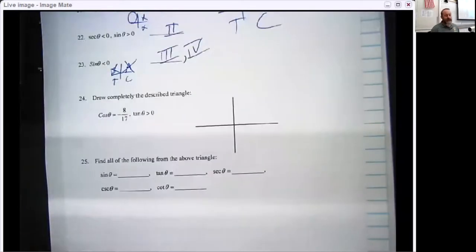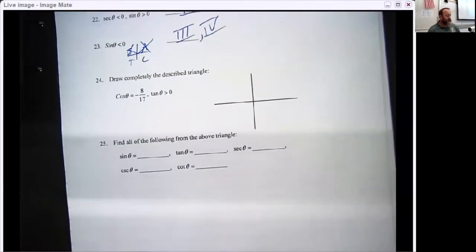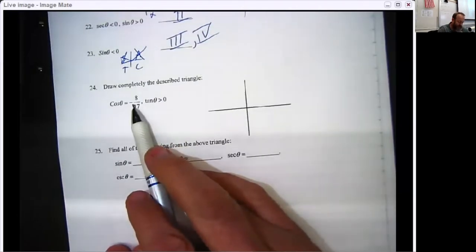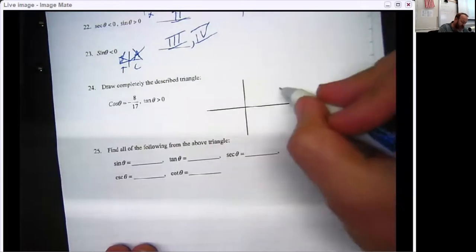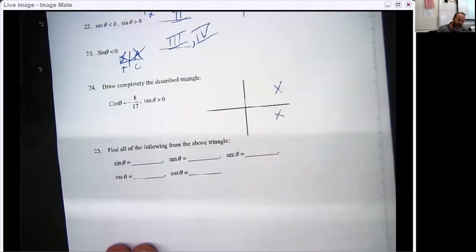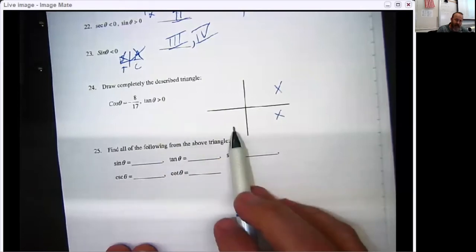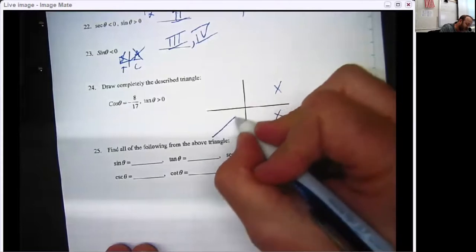And my final question on the quiz right here is to try to come up with everything that we could have. And there was a typo. Well, actually, once there was a typo, it's been fixed. But I need a negative cosine. So it can't be here or here. But I also need a positive tangent. So that means it has to be here because that's the only place where the cosine is negative, but the tangent is positive. So we draw it like this.